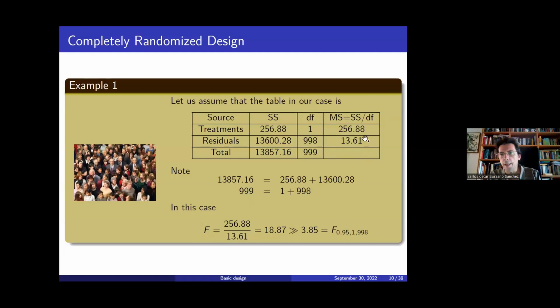This F is the ratio between these two. So a parameter of the treatments is explaining almost 20 times more than a parameter of the residuals. And it is based on this number that you decide whether this is significant or not. You can compute from this number the p-value, and this p-value will be extremely small.